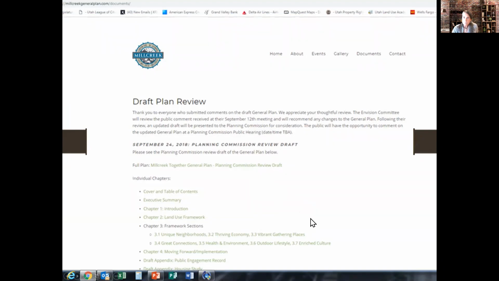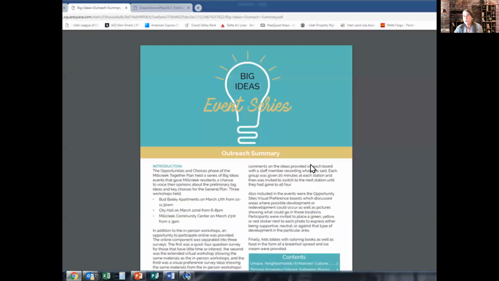Mill Creek, I really liked how they went about the creation of their general plan, lots of public input on that, but they had this concept of big ideas. And I like that because that's really what a general plan is. It's those big ideas, and then the zoning is the hard task that implements them. So they call this the Big Ideas Event Series, and this was their outreach summary, but they would have a different big idea and then try to gather input on it. And I think that really set the tone for the community to think, yeah, we're thinking big of where we may go.